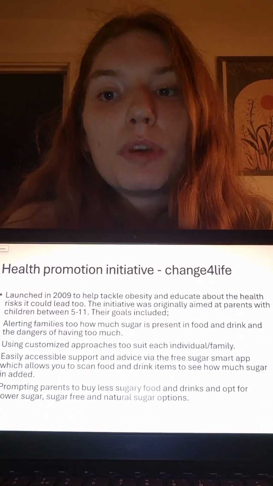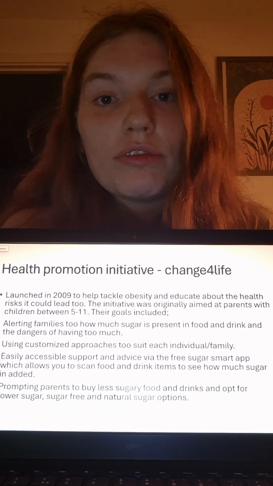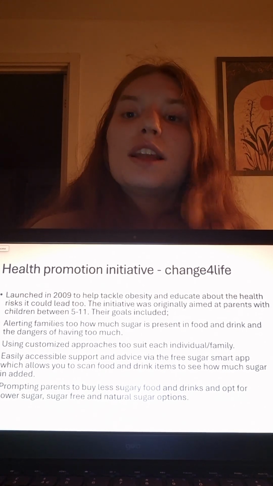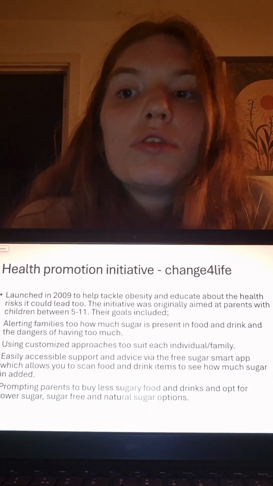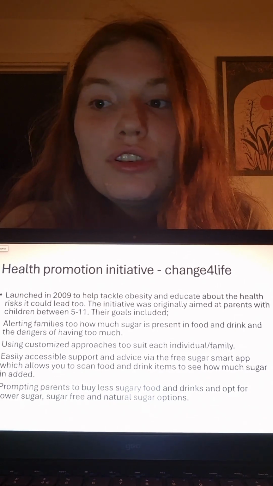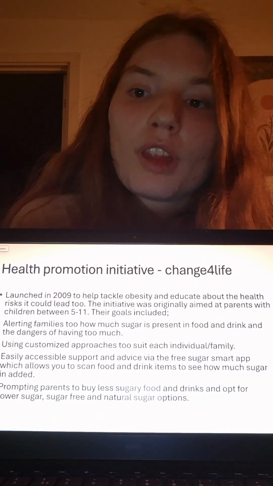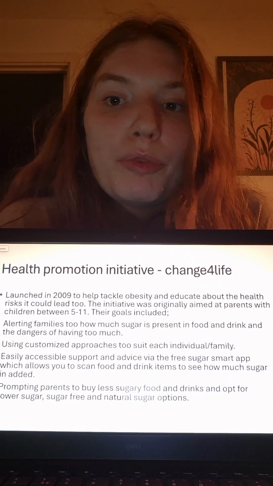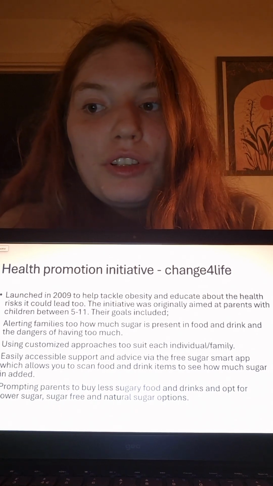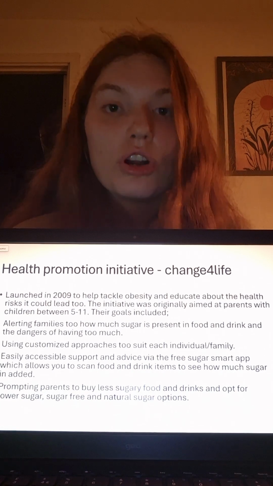They used customized approaches to suit each individual and family. They allowed easily accessible support via the Sugar Smart Free app, which allows you to scan food and drink to see how much sugar is in the item. They also encourage parents to buy less sugary food and drinks and opt for the lowest sugar, sugar-free or natural sugar options.